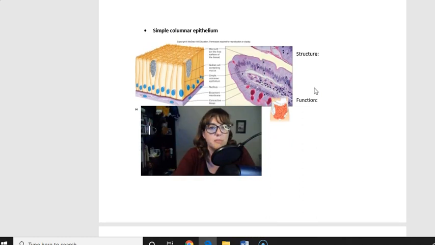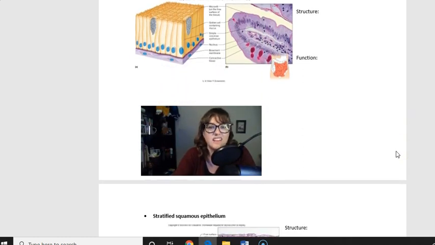Here are some columnar cells. Guess what? They look like columns. These include goblet cells, or the cells of our intestine, which are really long, and they allow one side to do one thing while the other side does something else. So therefore it is polar. For example, the goblet cells are what release the acids into our stomach.